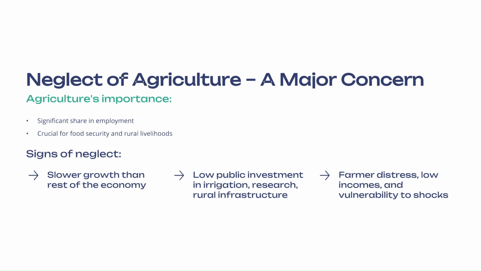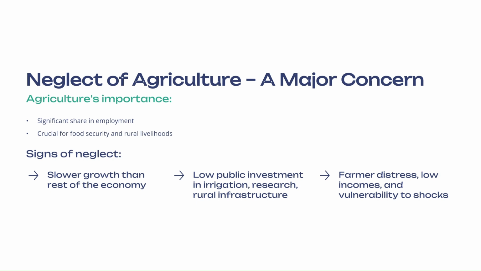Consider the growth rate. Between 2011 and 2021, the agriculture sector grew at 3.1%, while the overall GDP grew at 6.8%. Consider investment. Public investment in agriculture is less than 3% of the total public expenditure. This lack of funding for research and infrastructure stifles productivity.